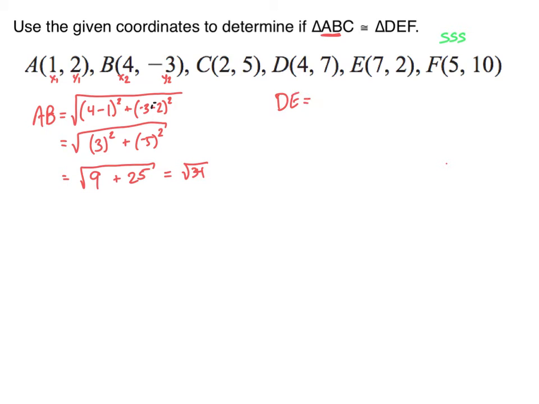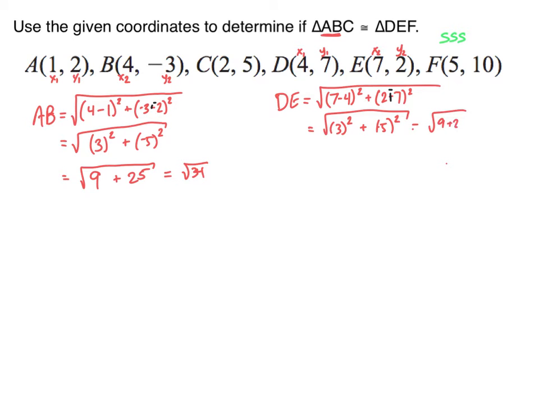So DE, and I don't need a calculator. Again, I could do x1, y1, x2, y2. So that's the square root. We're going to go 7 minus 4 squared plus 2 minus 7 squared. Well, 7 minus 4 is 3 squared plus, add the opposite, so negative 5 squared. Well, again, I'll have the square root of 9 plus 25, which would equal the square root of 34.